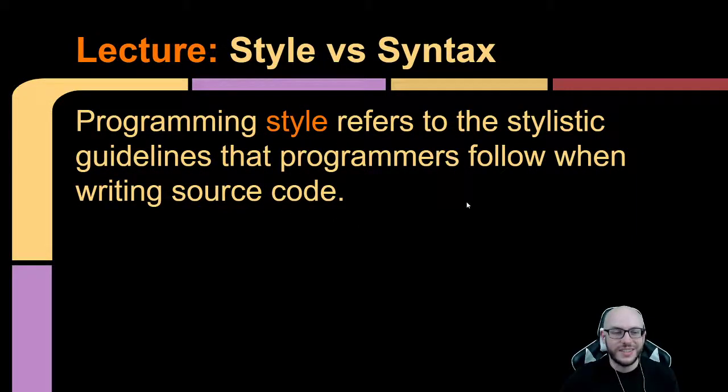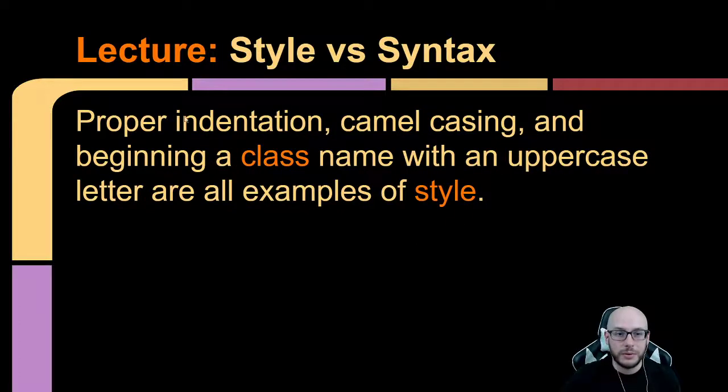Programming style refers to the stylistic guidelines that programmers follow when writing source code. Things like proper indentation, camel casing, which we learned about in a previous video, and beginning the class name with an uppercase letter. These are all examples of style. So when I talked about camel casing, that was back with user-defined symbols. And I also in there talked about these stylistic guidelines just a little bit.